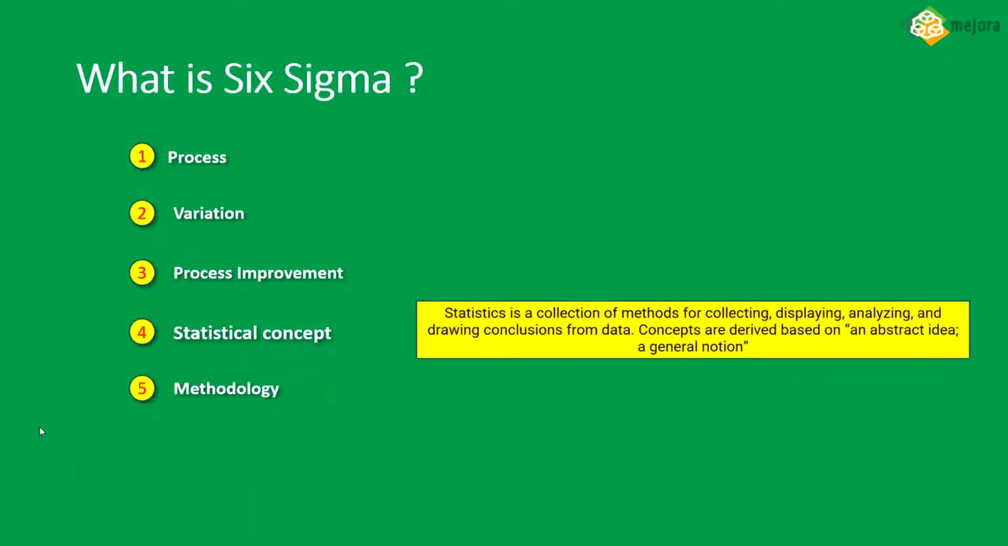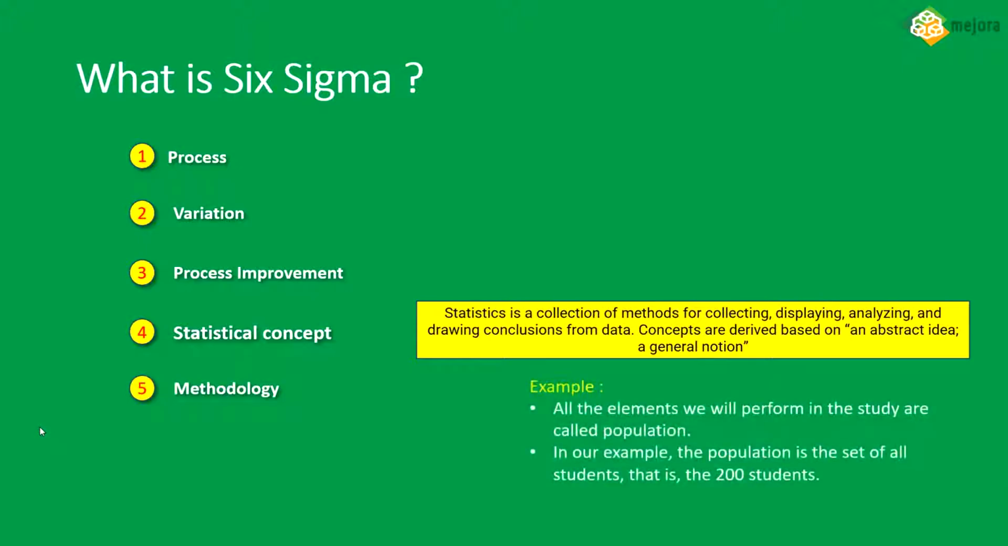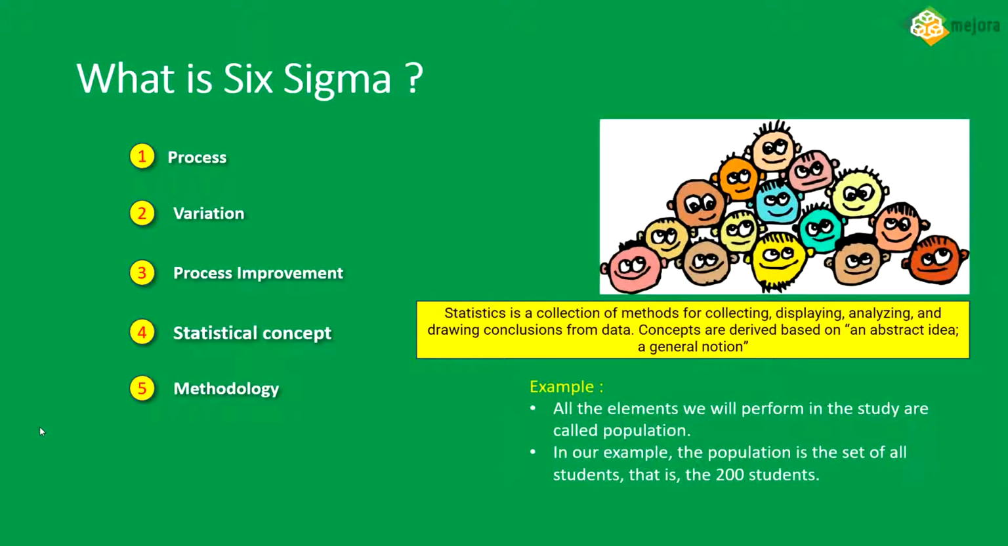Now, statistical concepts. Statistical concepts are a collection of methods for collecting, displaying, analyzing and drawing conclusions from data. Concepts are derived from an abstract idea, a general notion. For example, all the elements we will consider in a certain study are called the population. In an example later in this course, the population is the set of all students, that is, 200 students. These small definitions, or a combination of definitions, are what we know as statistical concepts, and there can be some analysis as well.